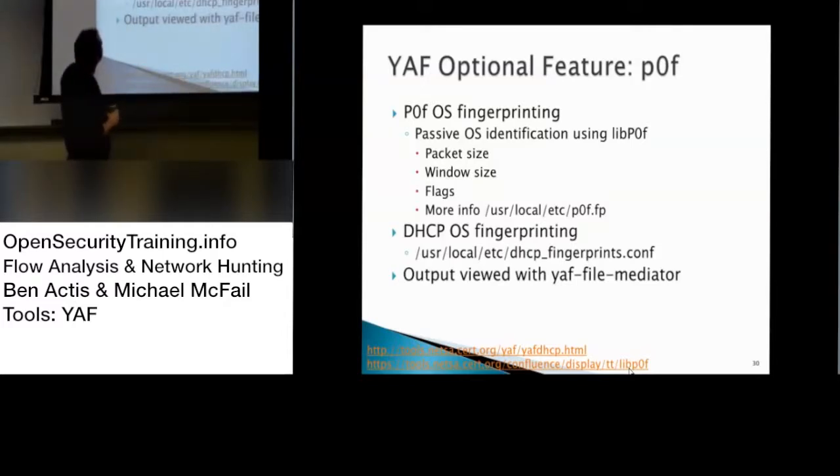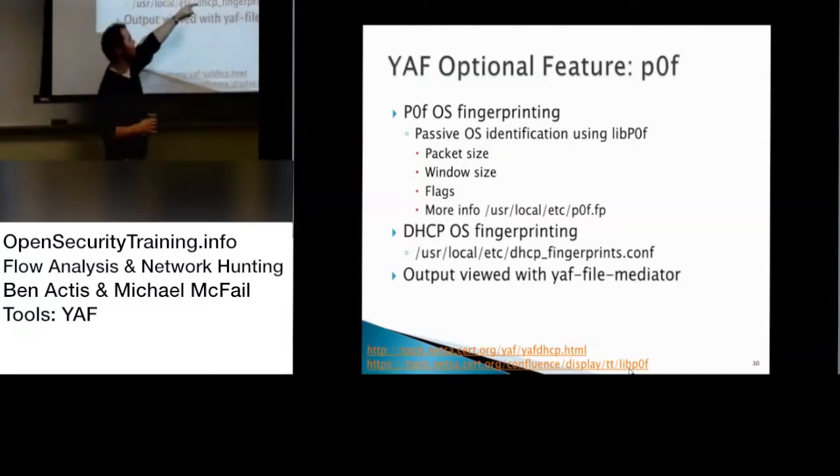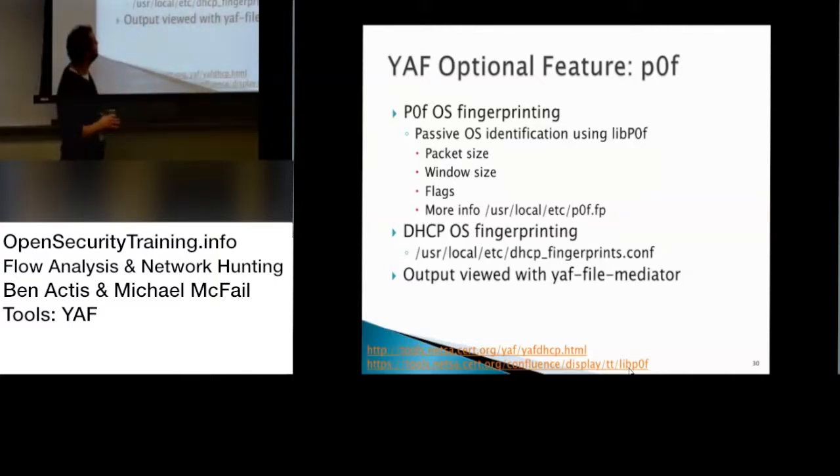So, p0f OS fingerprinting. Like I said, it's passive identification using libp0f. It's their own weird version of p0f. When you actually compile it, it has their version and the original one in there. Use theirs. How it does it is based on packet size, window size, flags. If you're curious how low level, just pop into user local etc and open up the p0f.fp file. You can go into more detail there. DHCP fingerprinting can be found here if you're curious. And the output is used with the YAF file mediator.